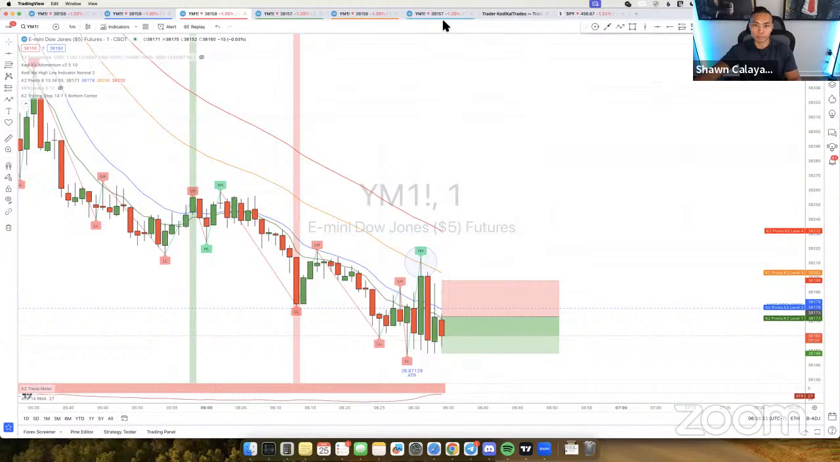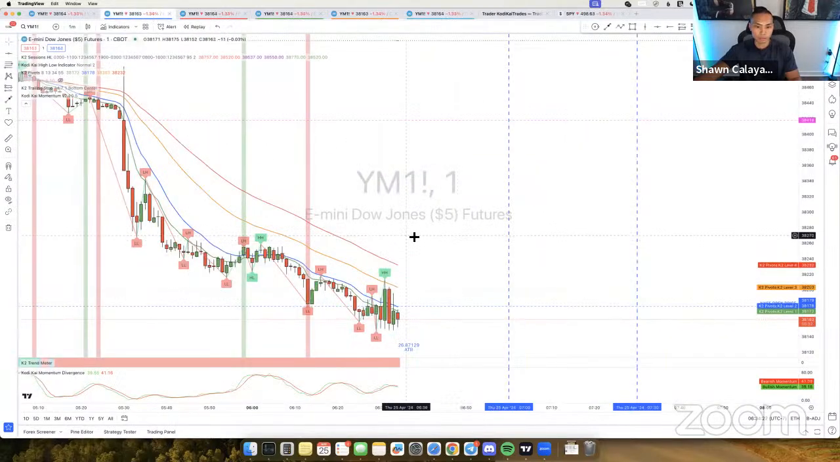Looks like it's about to hit. All right, so I'll come back to that later. It's kind of relevant to us because I'm not in the position. I do have it marked up for you guys, but that is the PRB entry that's currently running in profit.